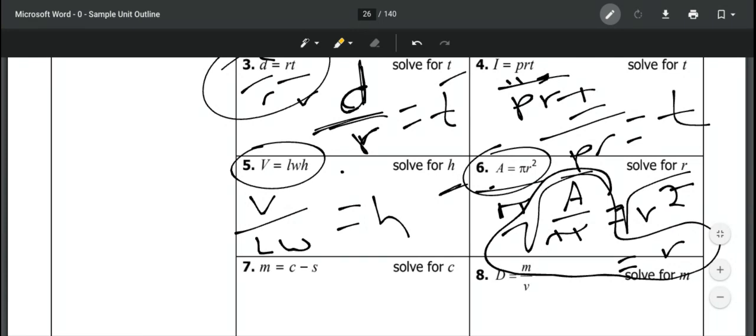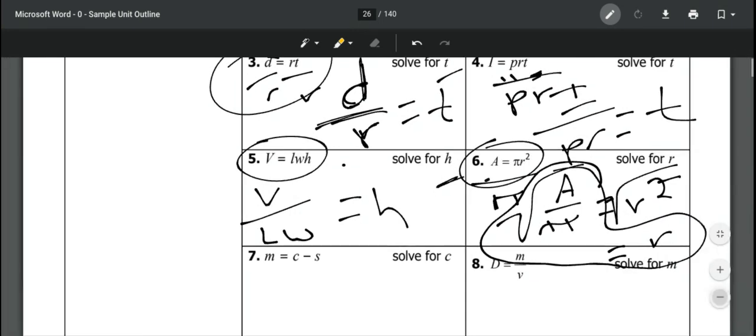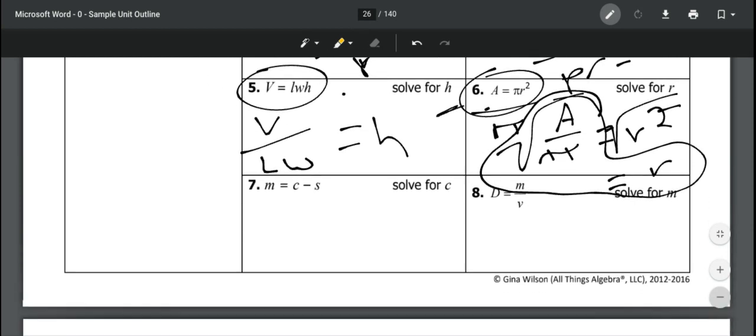Okay, number 7, we have m equals c minus s. So we're solving for c. So to get the c by itself, we have to add s. So we have m plus s equals c. Solve for m here. We're dividing by v, so we're going to times by v. So we have m equals, and then we're going to do d times v.